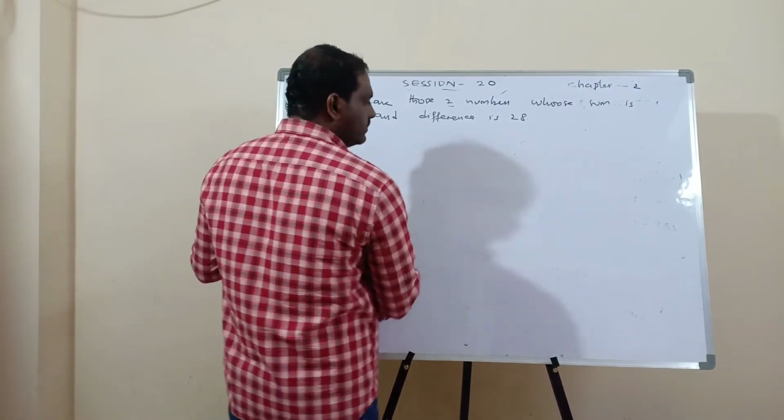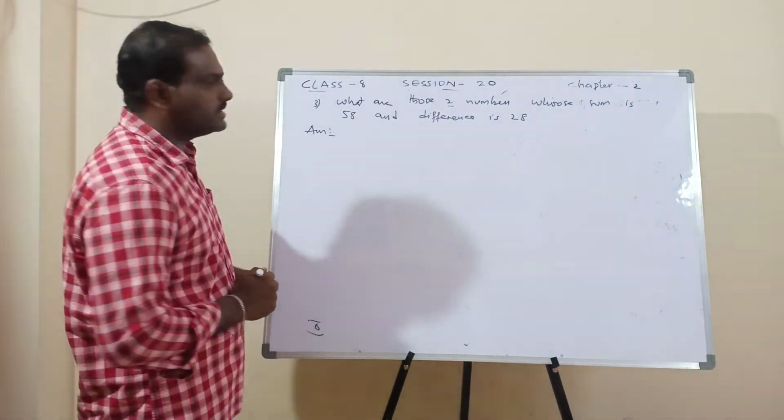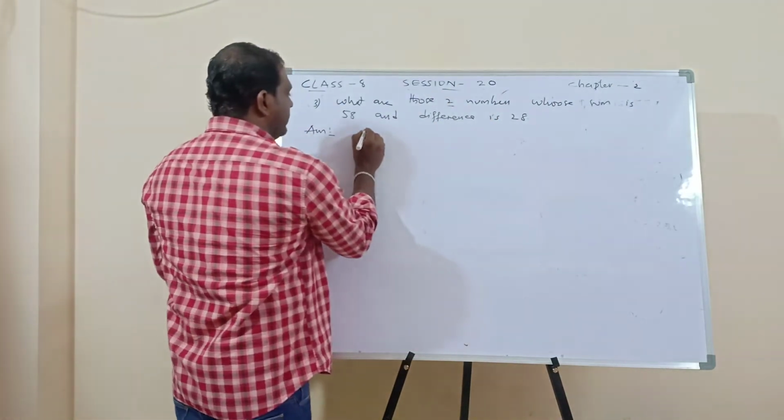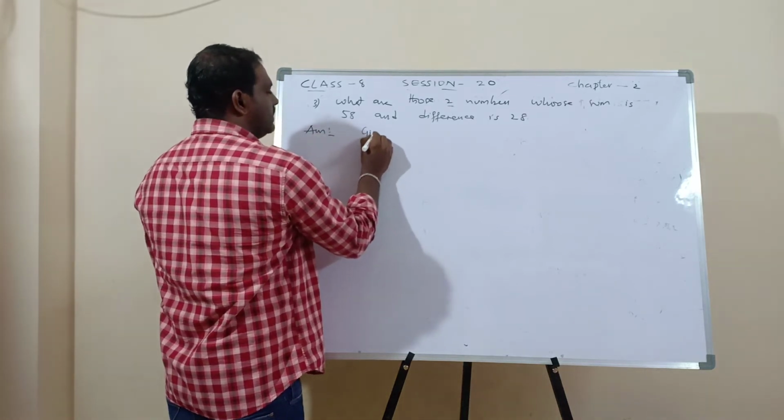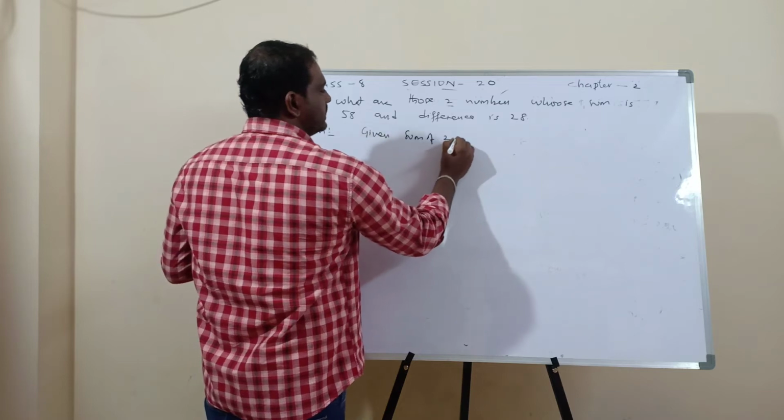So since we have to write using one variable, I am following this method. Okay. So what is given? Sum of two numbers.